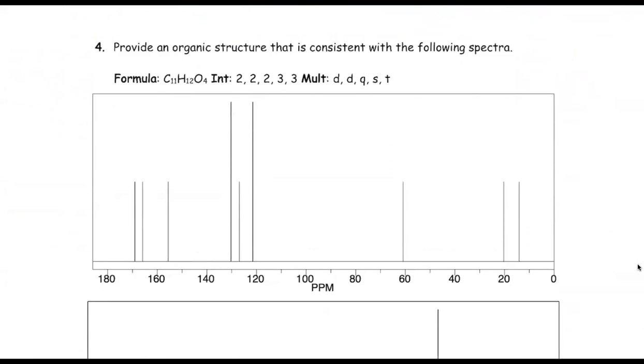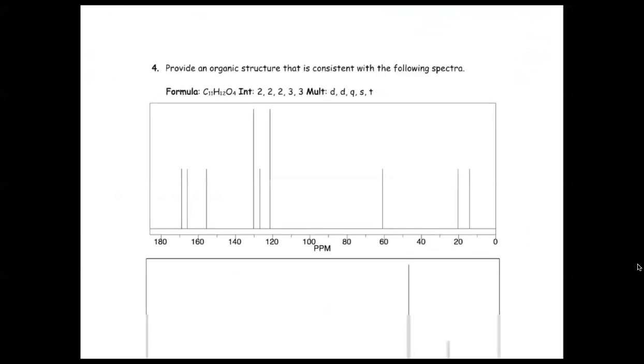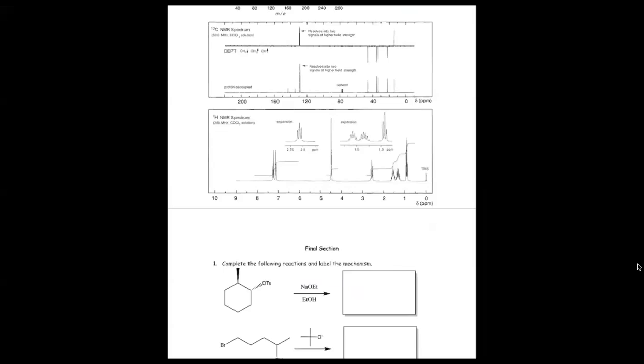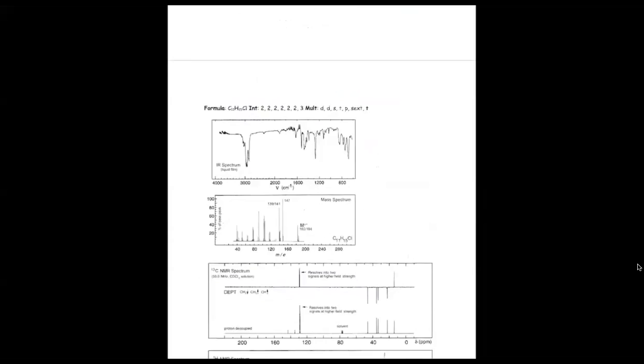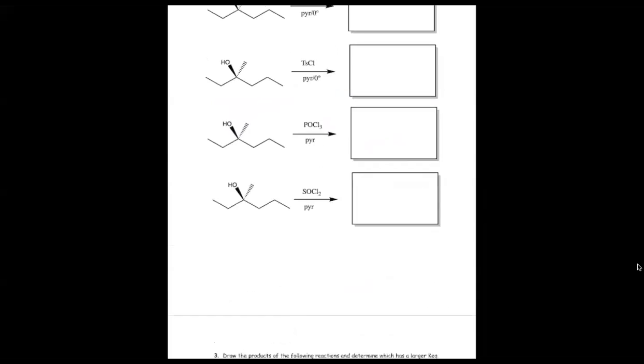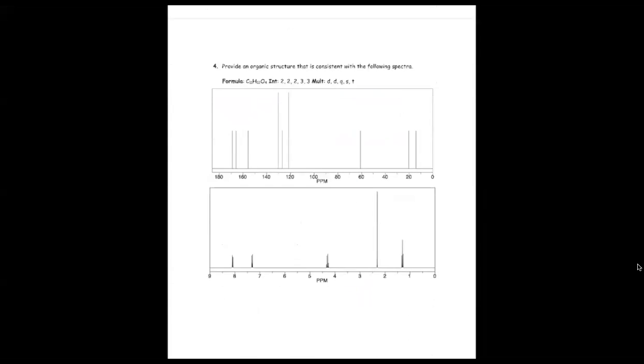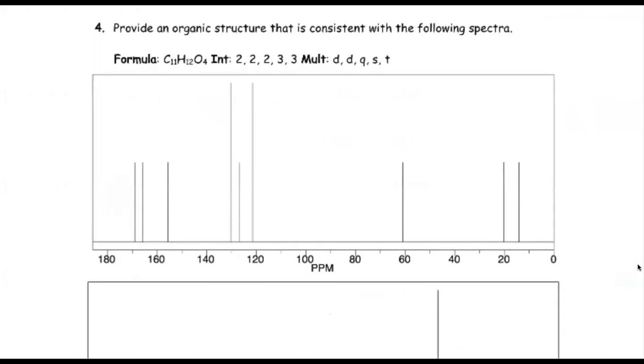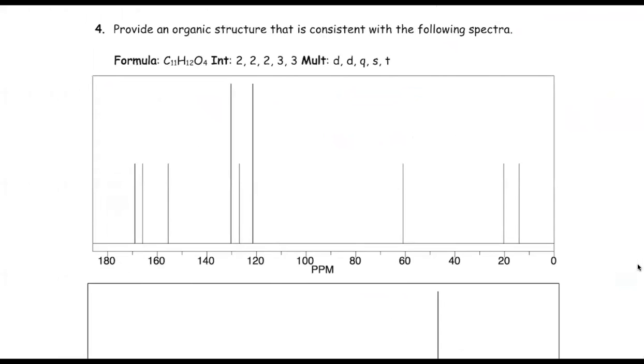All right, number 4. So, for NMR, and then that's the end of the exam 3 material. All right, yeah, not too far from the end. We'll probably be going a little bit later, but you guys don't have to stay for that. It'll be recorded. So for problem 4, provide an organic structure that is consistent with the following spectra.